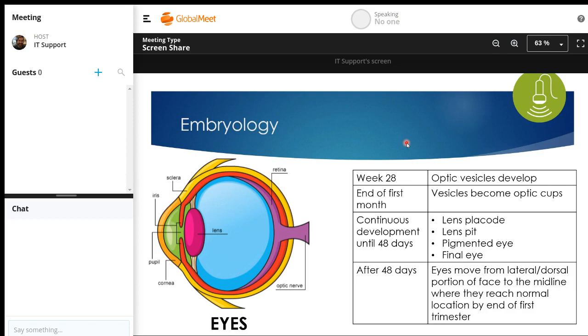And then after 48 days, the eyes start in the fetus lateral and dorsal, almost like a bug. So they sit on the side of the baby's head. They move from there to the midline, where they reach their normal location by the end of the first trimester. So by the end of the first trimester, they should be in the right spot.